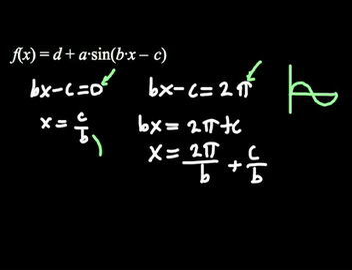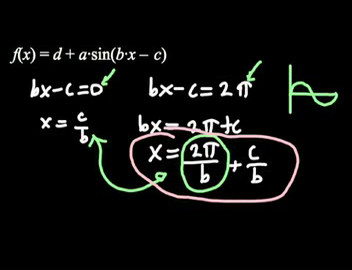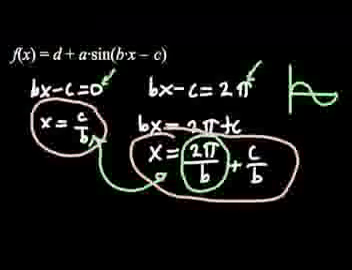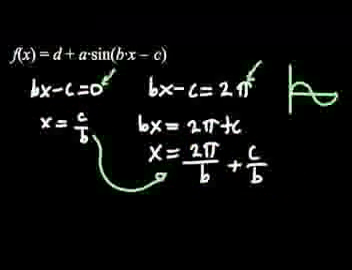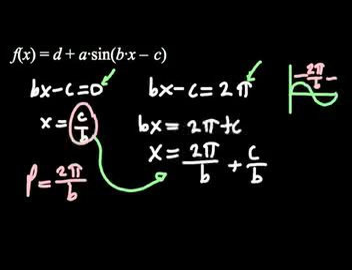Note that the only difference between these two is this 2 pi over b. Now, if this is the ending x value, and this is the beginning x value, notice that if we subtract these two, we get a period. We can find the period, and that is the difference, which is 2 pi over b. So these two values tell us that 2 pi over b is the period. But our new beginning value is c over b.